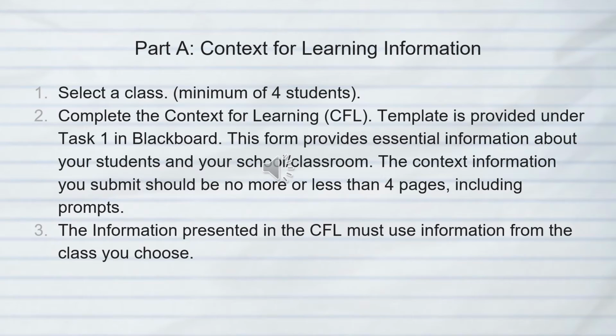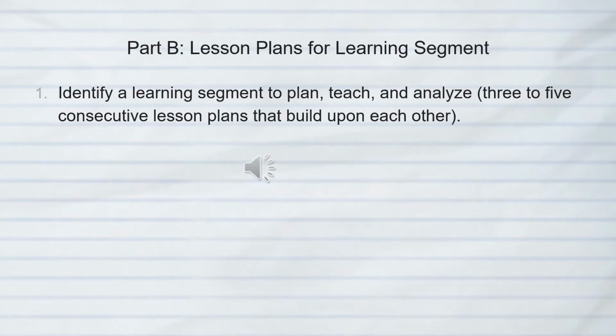This form also provides all of the information that you need about your school and classroom, and you should submit it with no more, no less than 4 pages. You have to include the prompts. Do not delete the directions, and make sure you're using this form, but it should be 4 pages. And the information here is relative to the class that you choose. So you're not just going to be general to your school or to all of your classes, but specific to the classes that you're using for EdTPA.